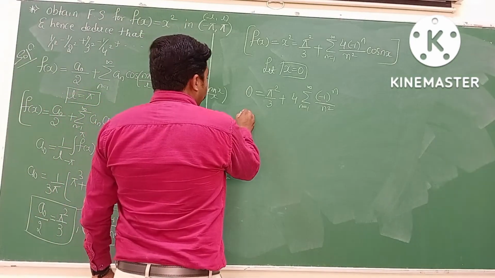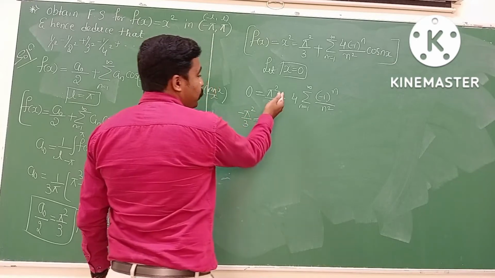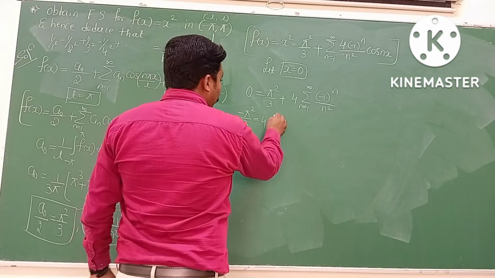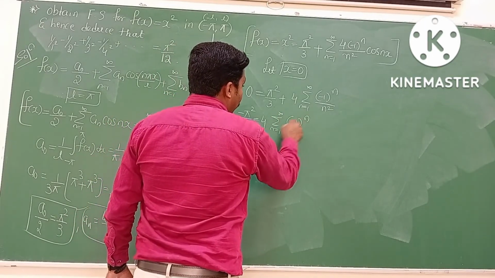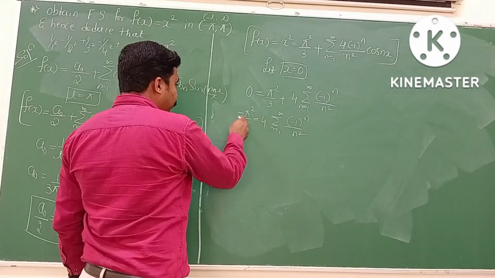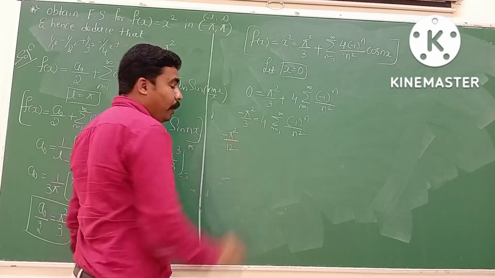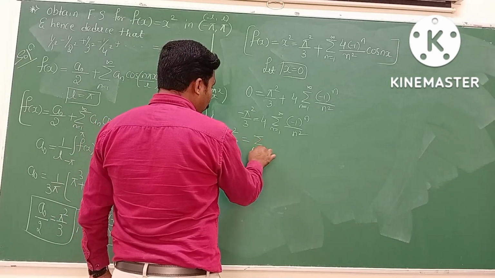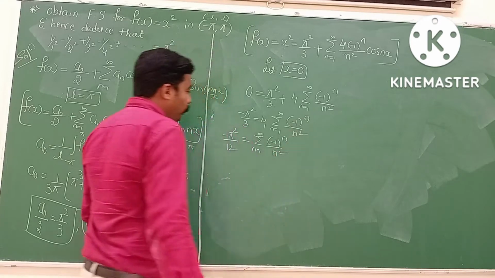So minus pi square by 3 is equal to 4 into, I am shifting this positive term to the left hand side, so that becomes minus, summation n equal to 1 to infinity minus 1 power n divided by n square. So if I shift the 4 here, it becomes minus pi square by 4 into 3, which is 12. So that is equal to summation n equal to 1 to infinity minus 1 power n by n square.